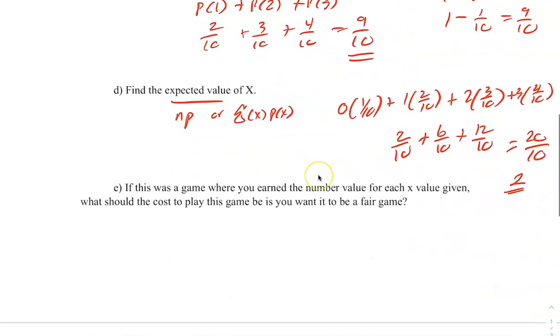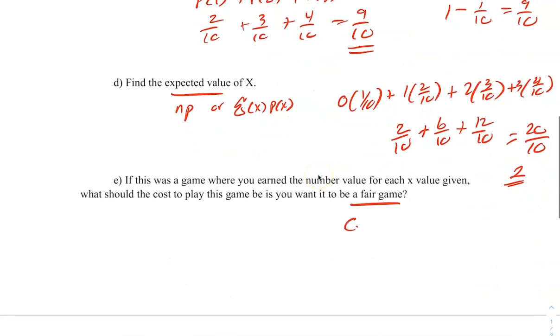Well, remember, all it is to be a fair game is the cost should equal the expected value. Right, well, my expected value is 2, so the cost should be 2. So if I want it to be a fair game, make it $2. Anything above that, the house has the advantage, like Vegas and everything else. Anything below that, the player has the advantage.